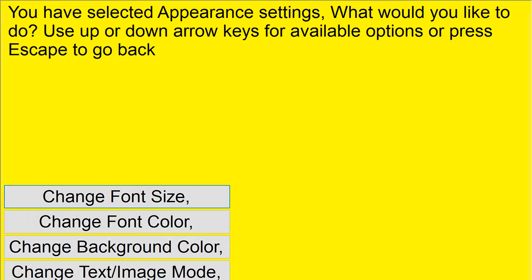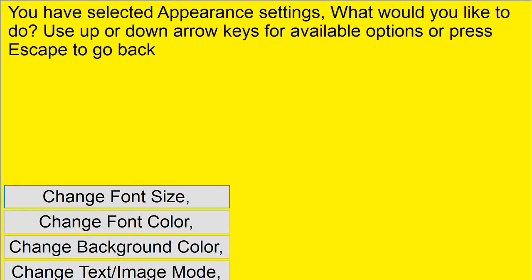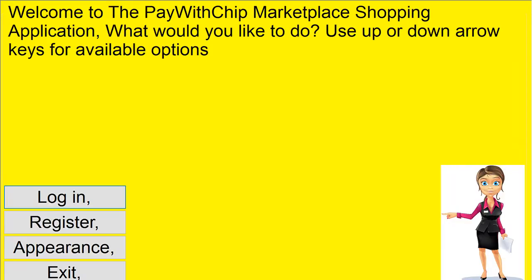Notice when I arrow up to change font size, followed by selecting the Enter key on my keyboard, I can then choose between available font sizes. From 14, which is the smallest, I can use my down arrow key to continue moving upwards to 48, which is the largest. We are currently using 48 size. Hitting escape takes me back one step. Hitting escape takes me back a second step to the login screen.